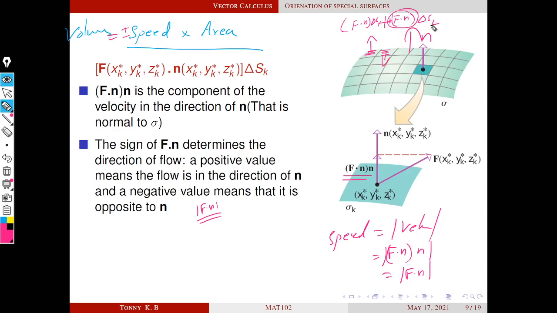Okay, that's the advantage. Suppose instead of f dot n, you take the modulus of f dot n. Then what happens? You have to manually put a minus sign whenever the direction of flow is opposite. That is difficult to evaluate.